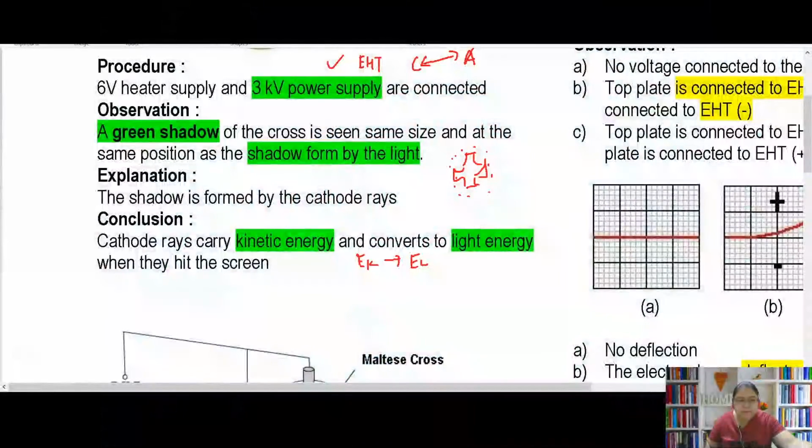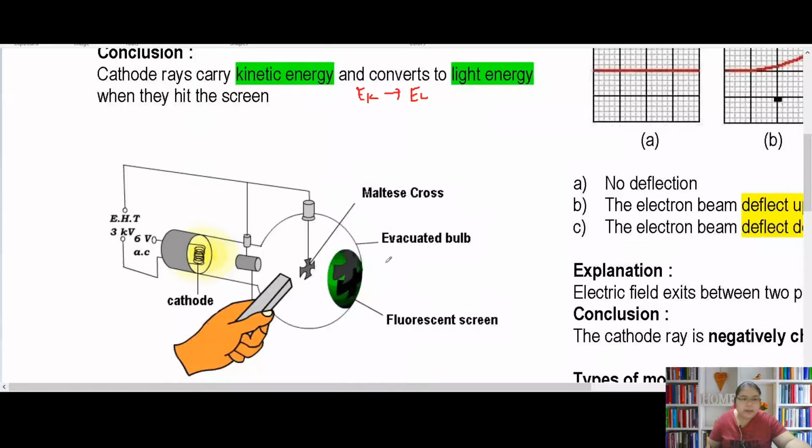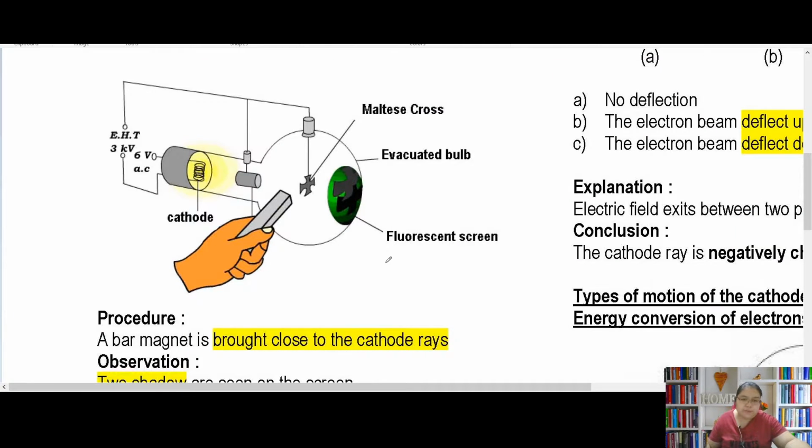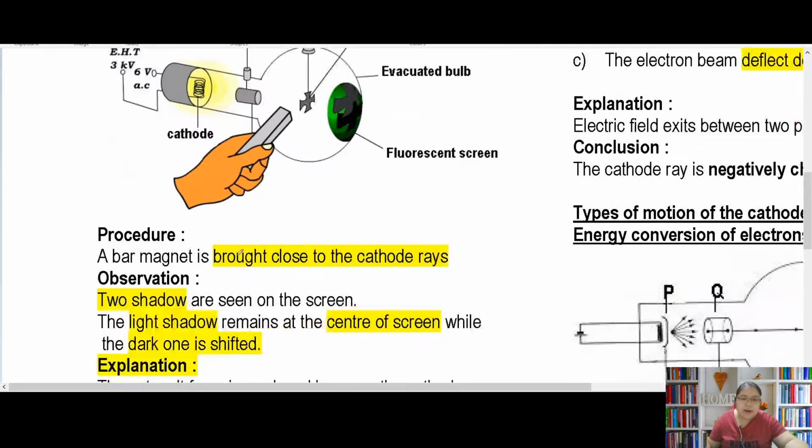So we go to see the following one. Then we go through to see the following property. Next, the property is the magnetic field. So this is the same as the diagram I showed you just now. The center is a shadow surrounded with the green color. Now a bar magnet is brought closer to the cathode ray. Two shadows now you can see on the screen.